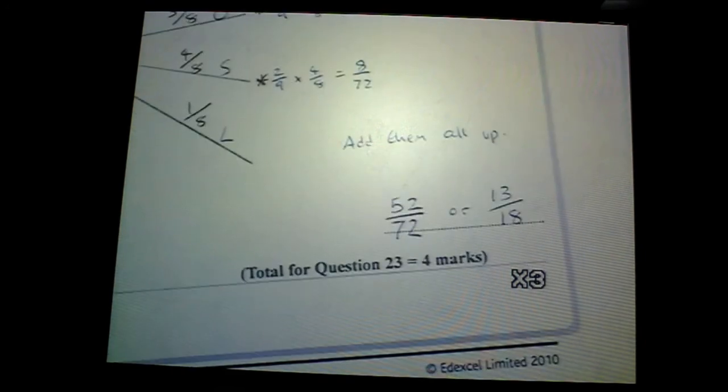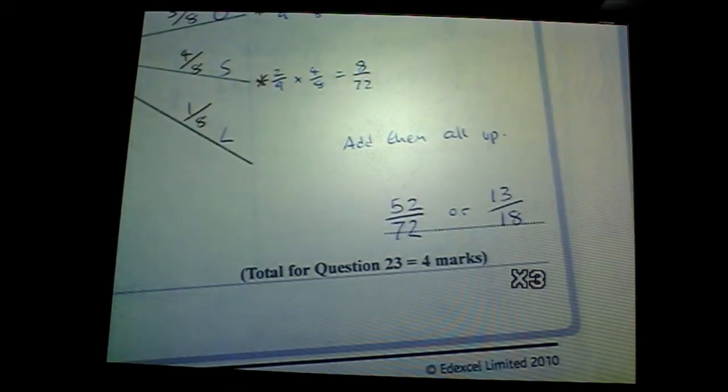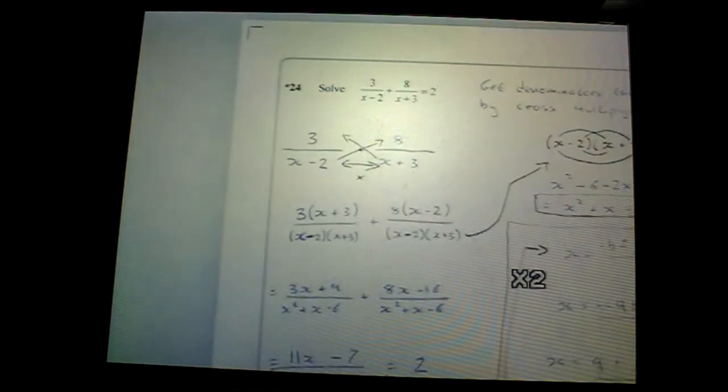You will get 52 out of 72. I've simplified it here to 13 out of 18, but it does not ask you to simplify, so you do not have to. 52 over 72 will be absolutely fine. There you go. I'll leave that there for you so you can have a quick look. Next one, 24. Solve this. This is absolutely hideous. 2 ways of doing it. I'll explain one way very thoroughly, another way you can have a look at yourself. Right.